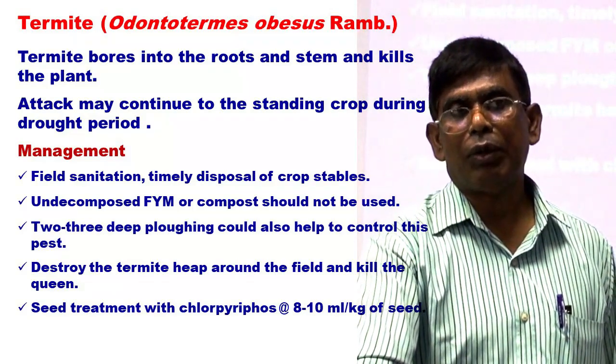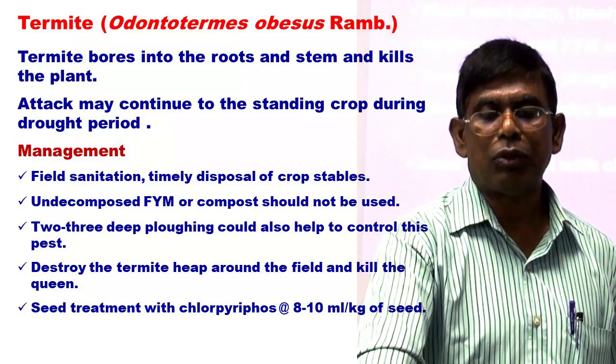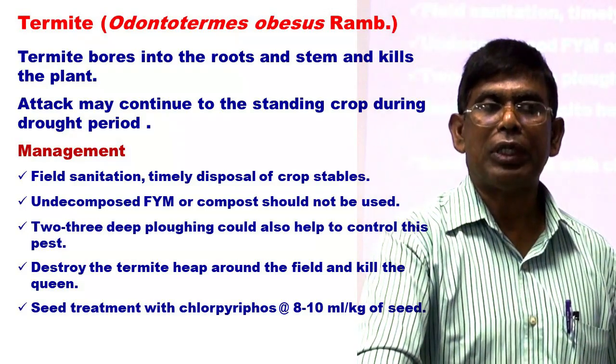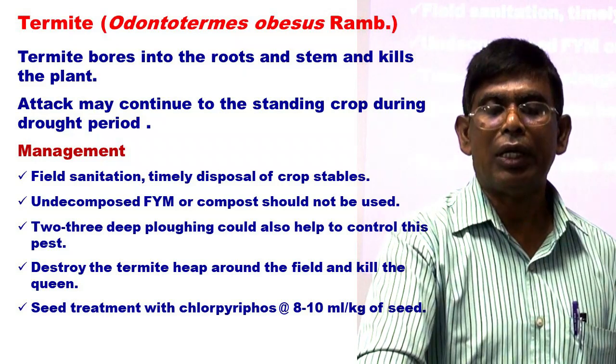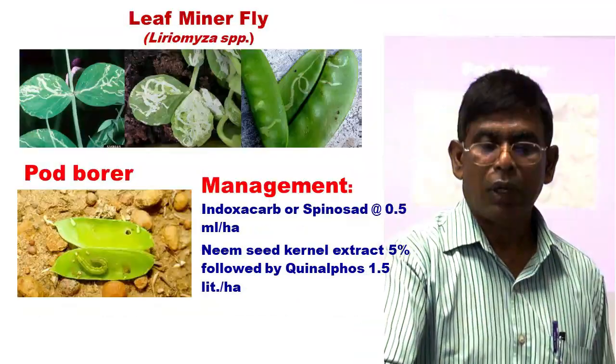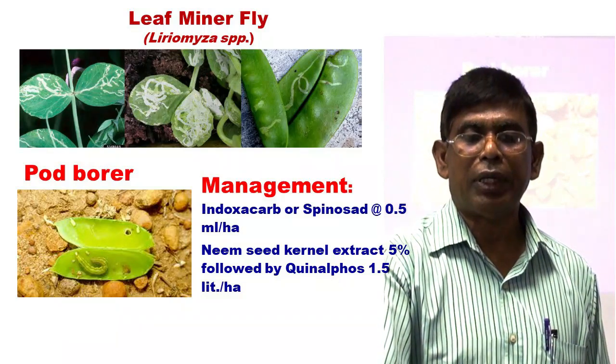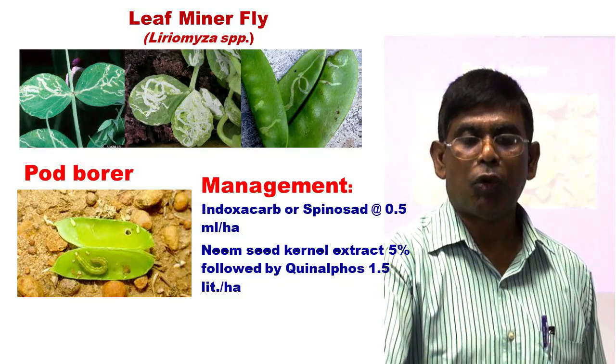Before that, if you go for seed treatment with chlorpyrifos at the rate of 8 to 10 ml per kg of seed, which I discussed earlier, it can check the termite attack of the crop. Then another important pest is leaf miner fly, and then pod borer also.